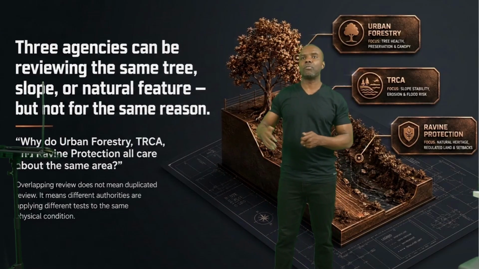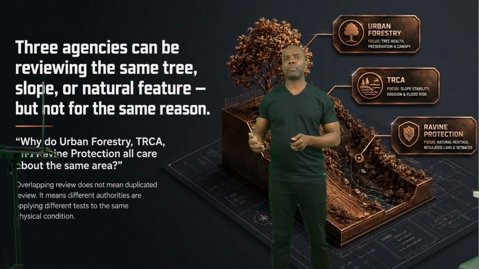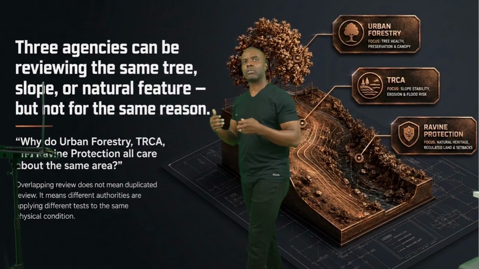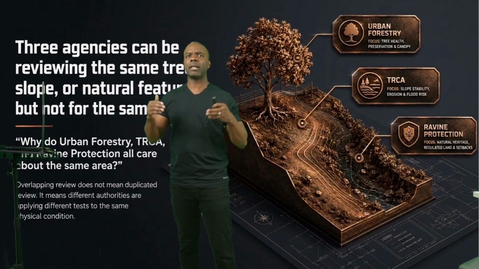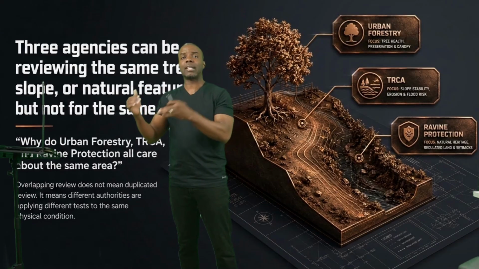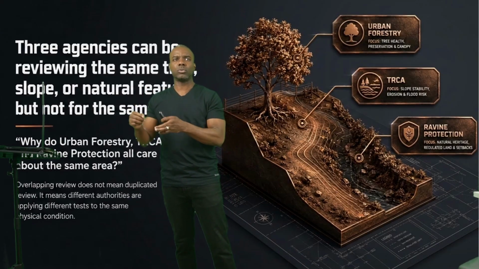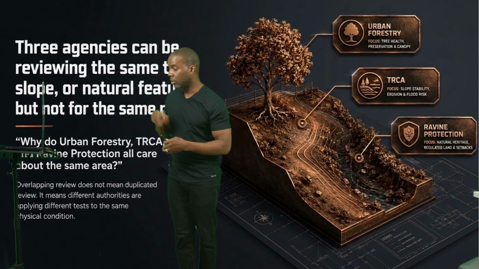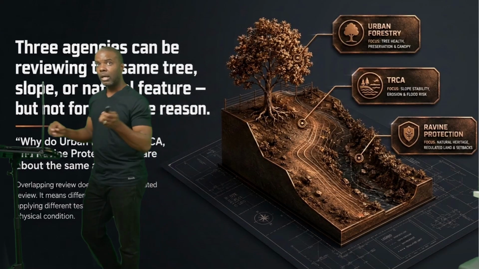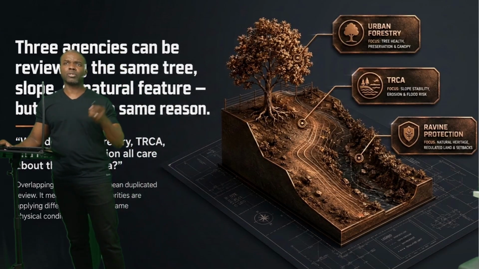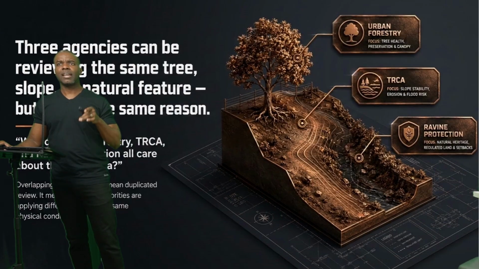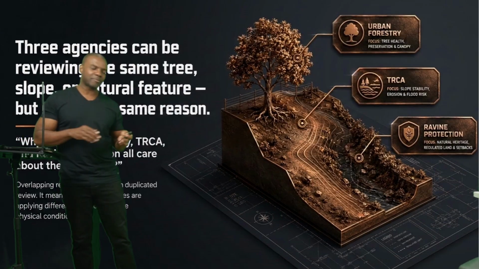But there's overlapping. It seems like it's overlapping, but it's really making sure that they apply a different type of test to what it is they're looking at. And I'll just show you guys an example here. So I'll actually show you guys this property. So you can see here, urban forestry, TRCA, and Ravine Protection. This is specifically in Toronto.